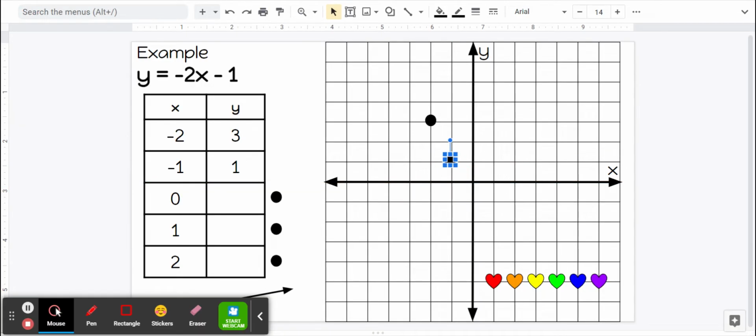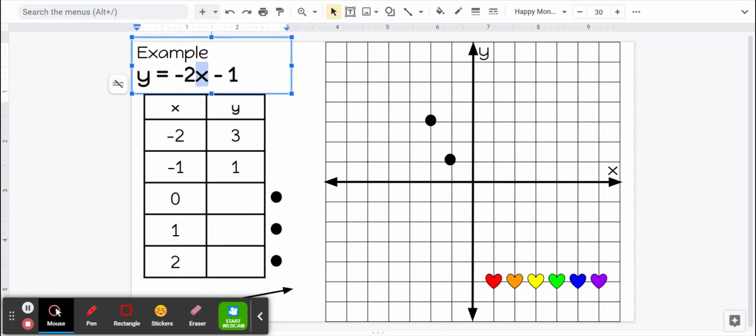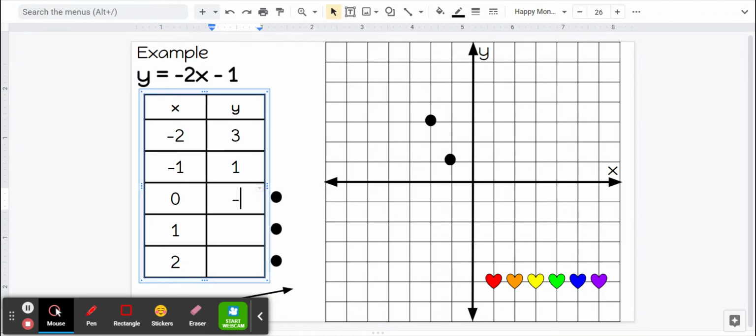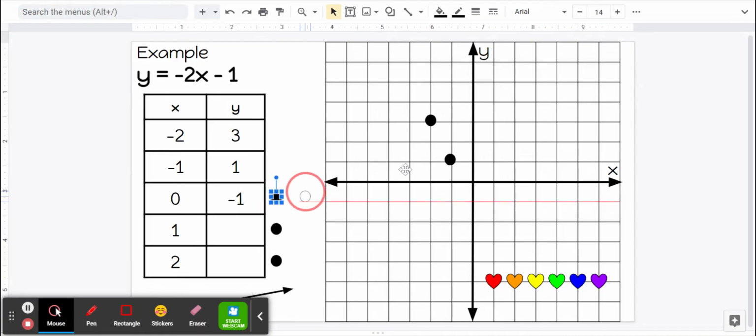All right, now let's try 0. If x is 0, negative 2 times 0 is 0. 0 minus 1 is negative 1. So to graph that, we start at the origin. We don't go over at all. We hop on the elevator and we go down 1 because negative means down.